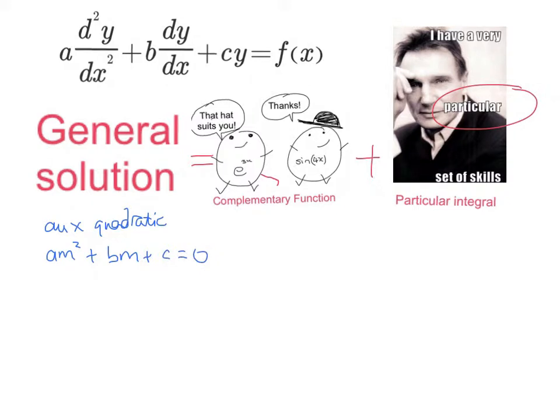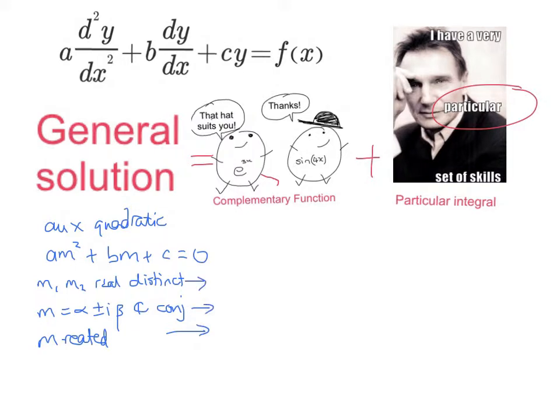We solve the auxiliary quadratic and we get two roots. Now those two roots might be real and distinct. They might be two completely different real numbers, or they might be complex numbers, alpha plus or minus i beta, complex conjugate roots, or the other option, m is a repeated root. Now, each of those has a separate form of the complementary function.